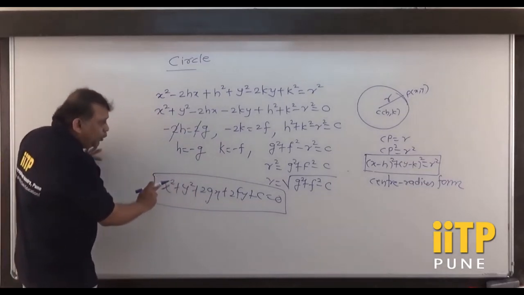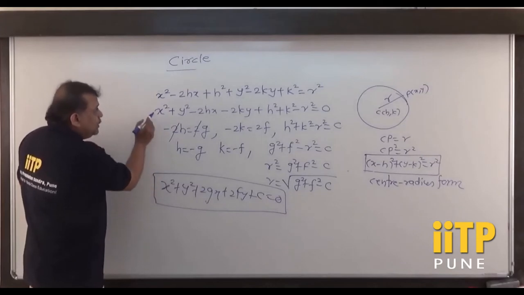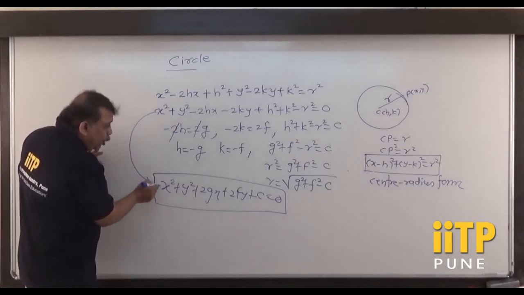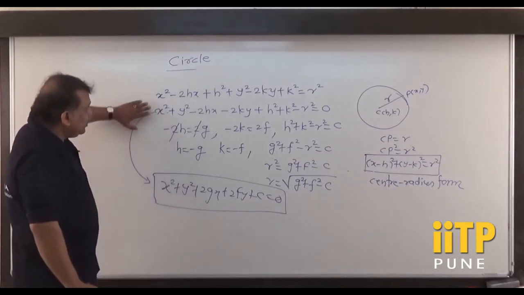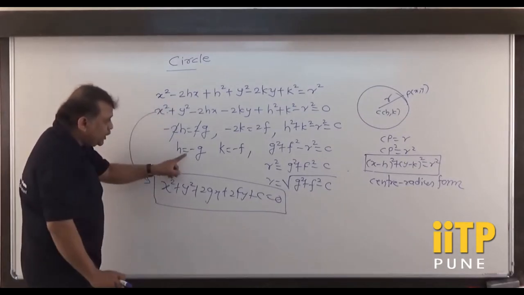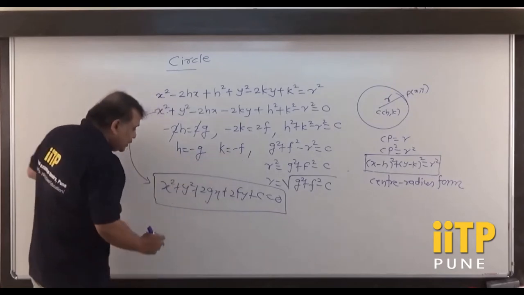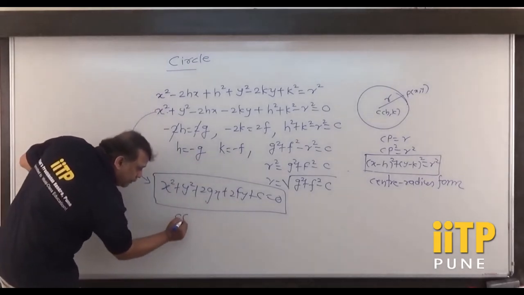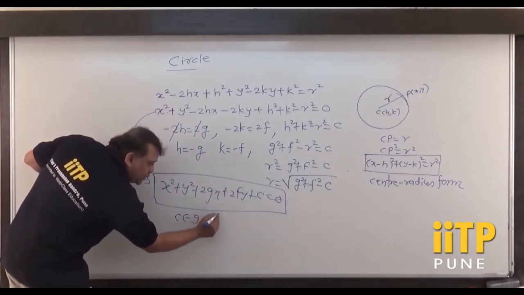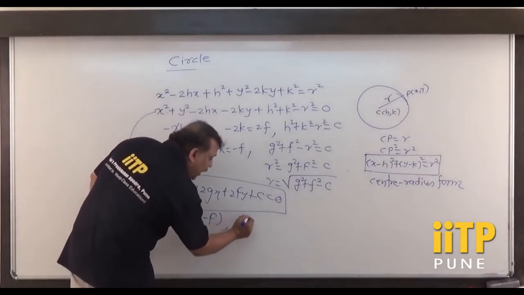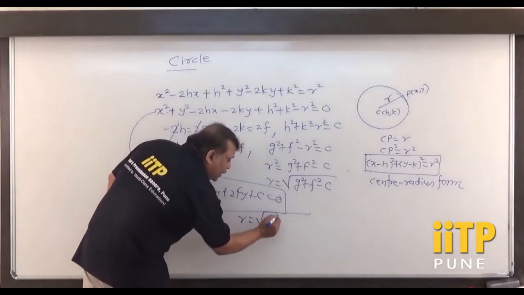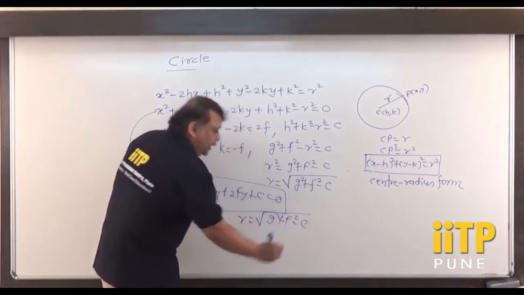So, let us find out the center of this circle. This equation has been obtained from this. Now, the center of this circle is (h, k), but h is minus g and k is minus f. Therefore, the center of this circle is given by (minus g, minus f), and whose radius we have already calculated: r equal to root of g square plus f square minus c.